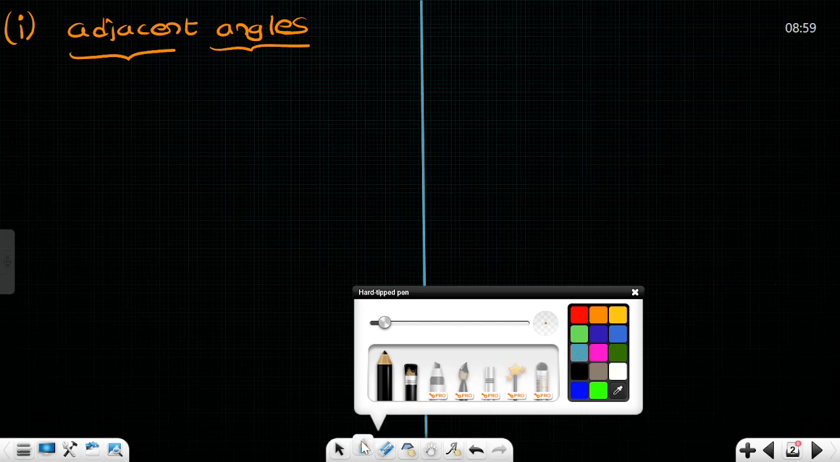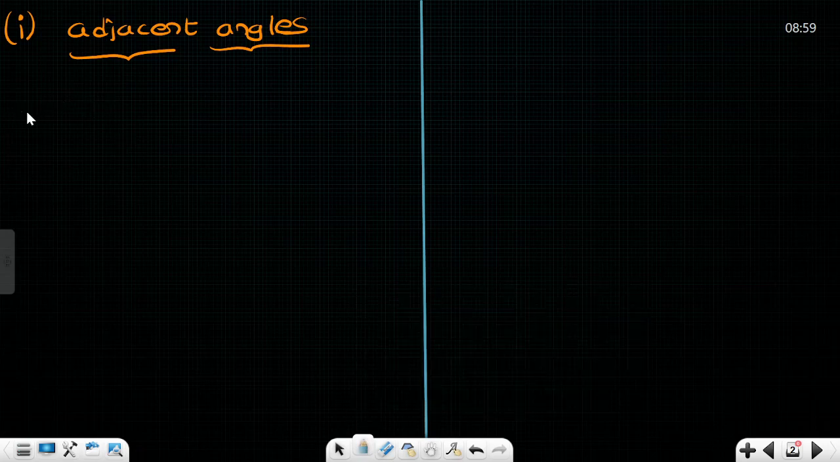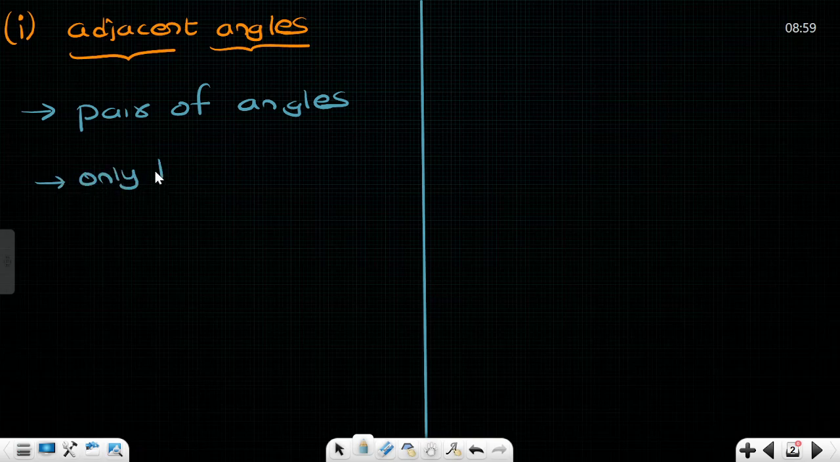Now the important point you should know is, adjacent angles are a pair of angles. What is the meaning of pair of angles? Only two angles can be called adjacent angles. You cannot take three angles and say that these three are adjacent. You cannot take four and say these four are adjacent. Adjacent angles are always only two angles. So any two angles you take, if they are adjacent, call them adjacent angles. That is the meaning of pair. Only two angles will be there. Clear?